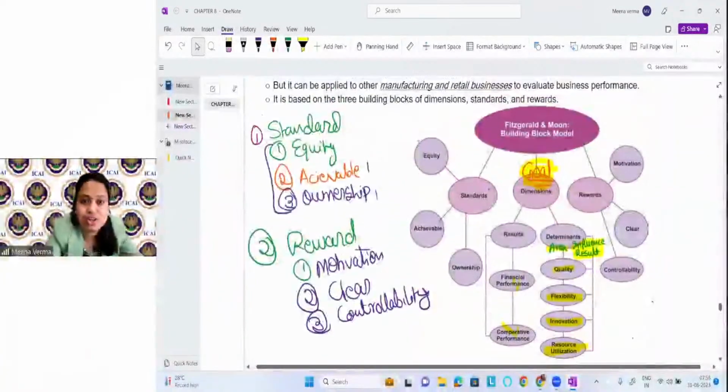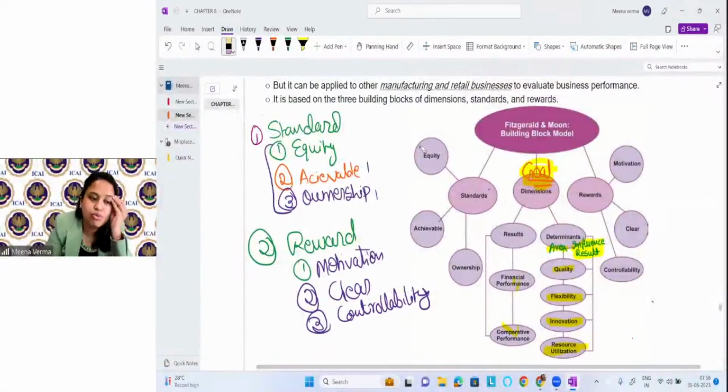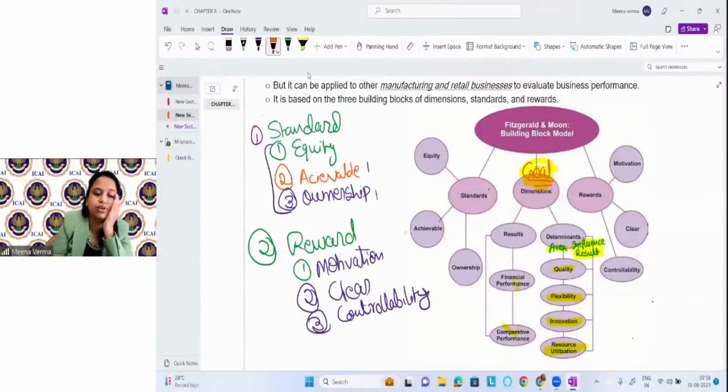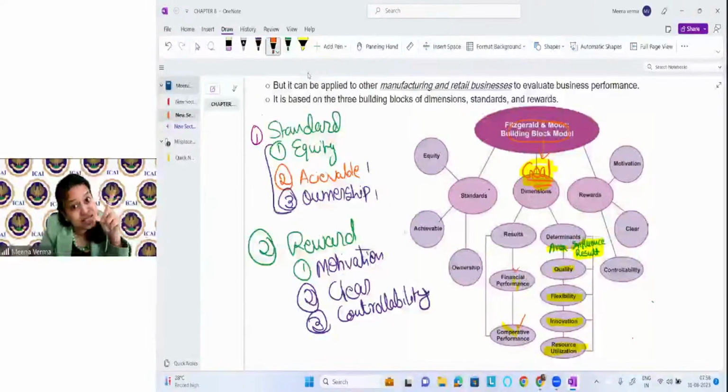Now, what I'm saying is you can write all these points on your own. You don't need to learn anything. Just keep the model in your mind. Now look, for learning the model, keep it. Building block model, first consider dimension. Dimension means what is the goal of the company? Obviously, the goal is to achieve the profitability results, financial result and competitive result. But what are the areas that influence these results?